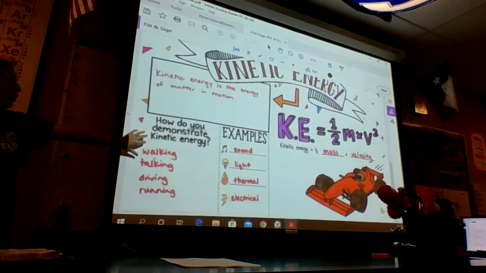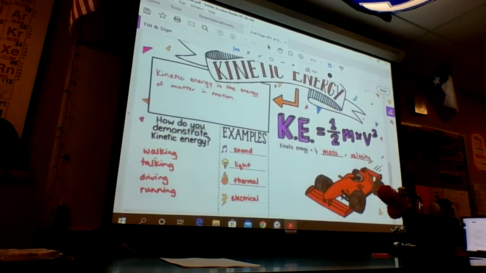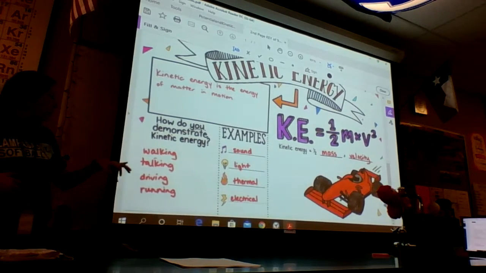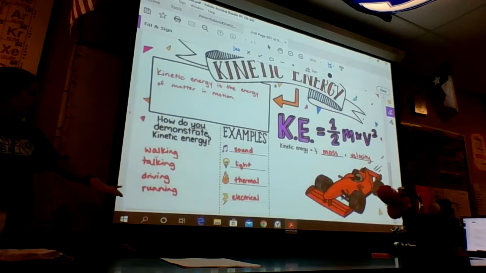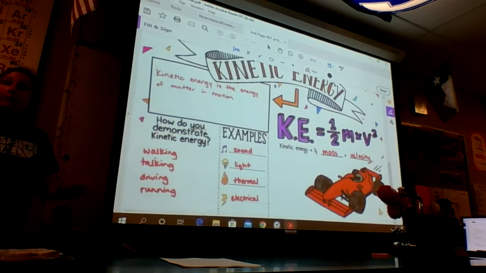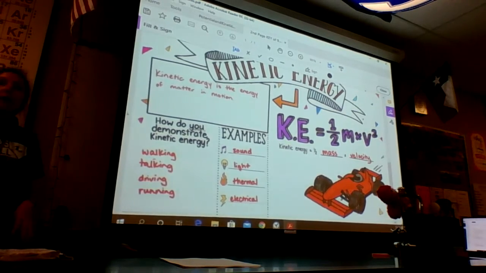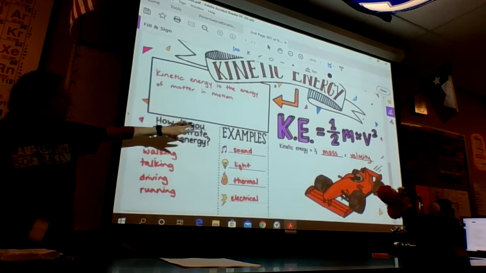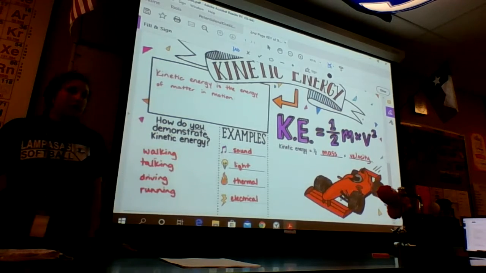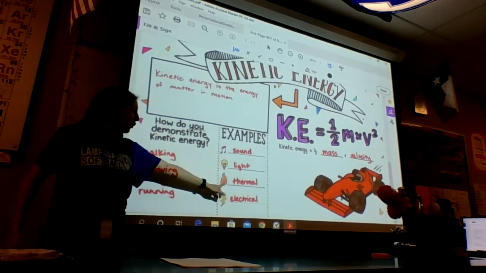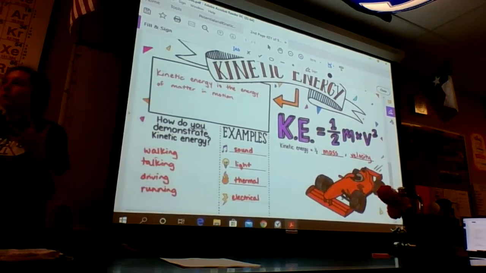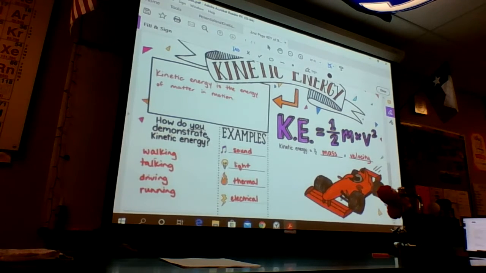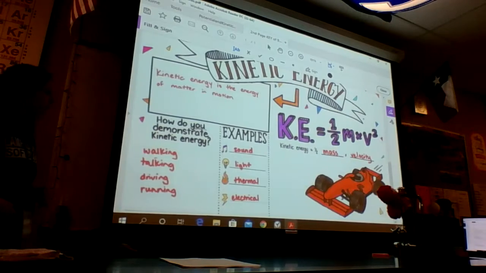Okay, how do you demonstrate kinetic energy? So how do our bodies demonstrate kinetic energy? Just a few examples. Whenever we walk, talk, drive, or run, we're in motion, right? So that is our bodies showing kinetic energy. Examples. So we learned about these four yesterday. Okay, sound, light, thermal energy, and electrical energy are all forms of kinetic energy. They all involve the movement of either particles, a current, something like that.